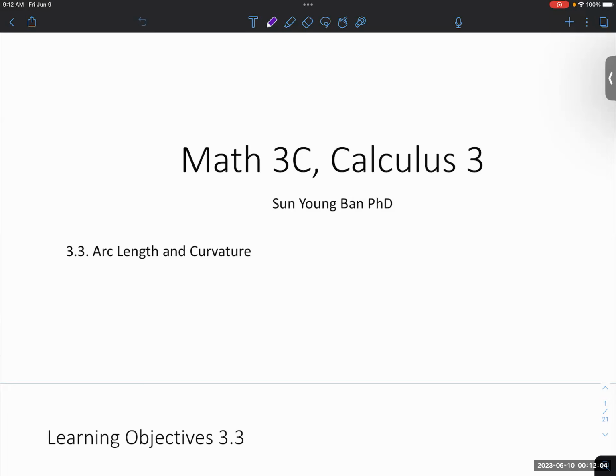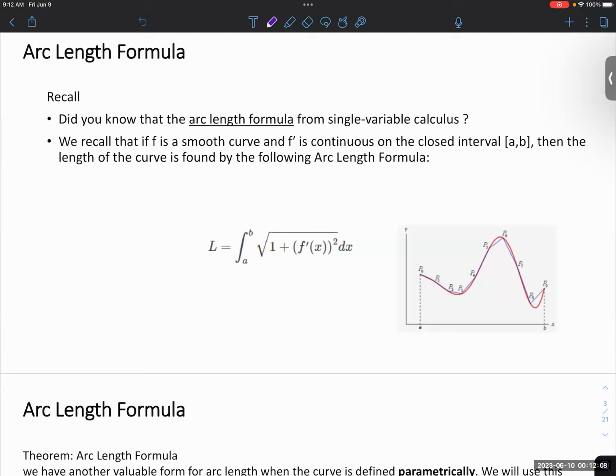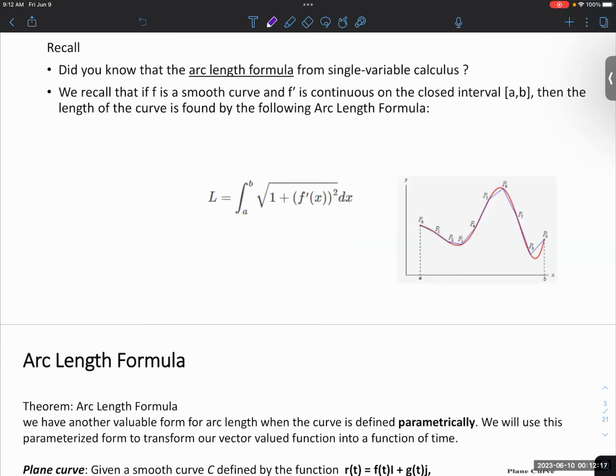If you remember, let's recall. Do you remember the arc length formula from single variable in Calculus 2? In Calculus 2, we've been dealing with one variable. Let's say you have a function f of x that looks like this, an up and down curvy shape, and I want to find out this length from A to B.